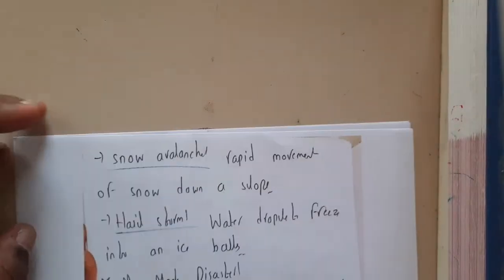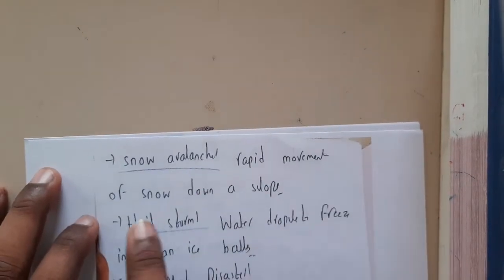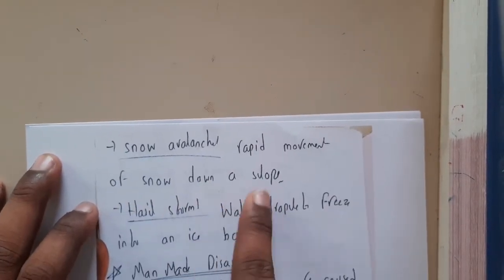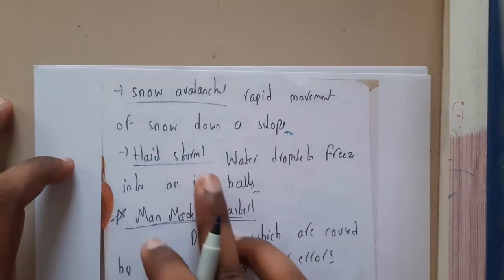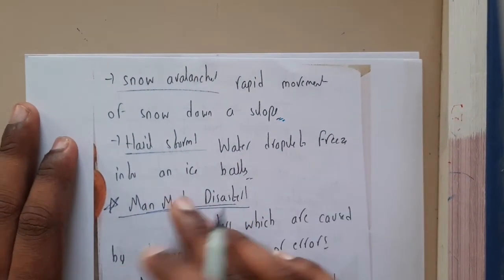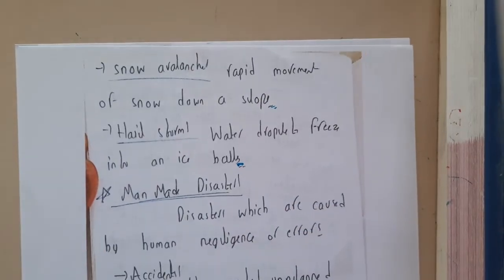Similarly, snow avalanches. A snow avalanche is a rapid movement of snow down a slope. So basically, moving down a slope is nothing but a snow avalanche. Hailstorm: water droplets freezing into ice balls is nothing but a hailstorm.